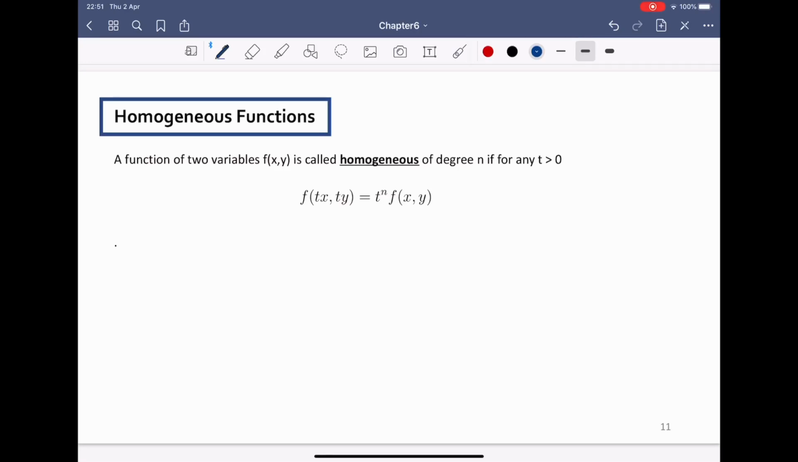In this video, we're going to learn homogeneous differential equations. But before we head to the real form of differential equation, let's talk about the definition of a homogeneous function. A function of two variables f(x, y) is called homogeneous of degree n if for any t bigger than 0, f(tx, ty) is equal to t to the n times f(x, y). So this is the definition.